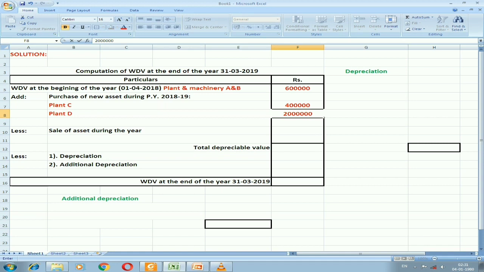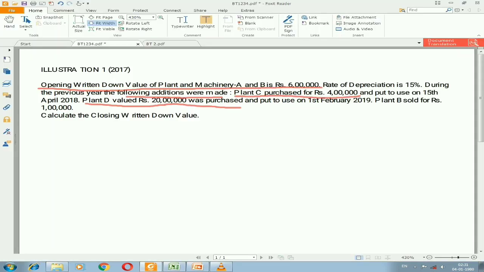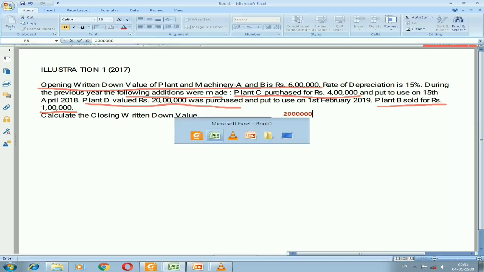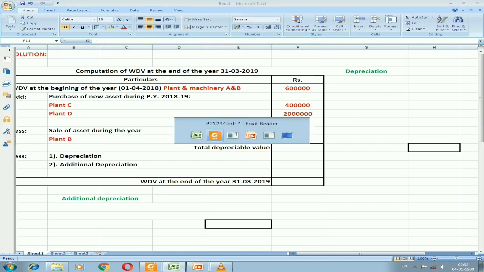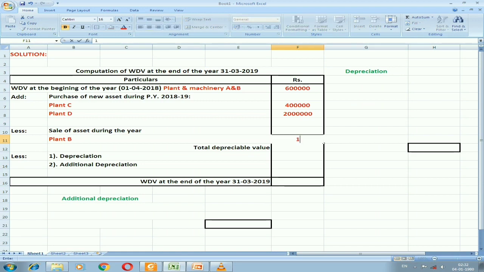Next I need to see the sale of any assets which is done in the previous year. Here plant B sold for rupees 1 lakh. So one of the old plants, which are plant and machinery A and B, which we have in the starting of the year, one particular asset, which is plant B, was sold in the previous year, that we need to take down. So plant B, sold for rupees 1 lakh. So I'm entering that.